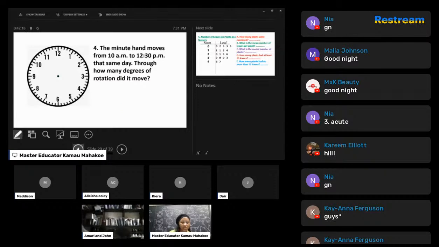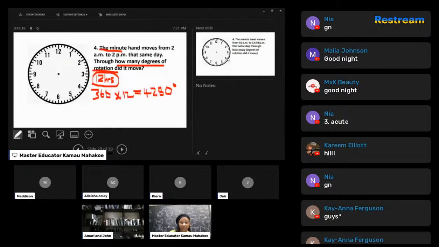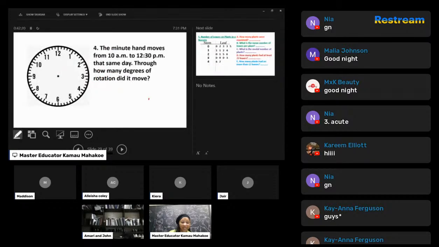Madison, number... hold on, wasn't that number 4? Okay, so I have two number 4s. All right, Madison, the second number 4. The minute hand moved from 10 a.m. to 12:30 p.m. that same day. Through how many degrees of rotation did it move?